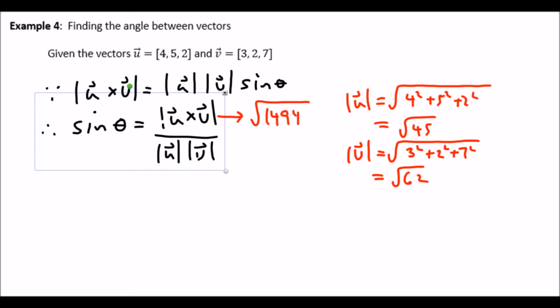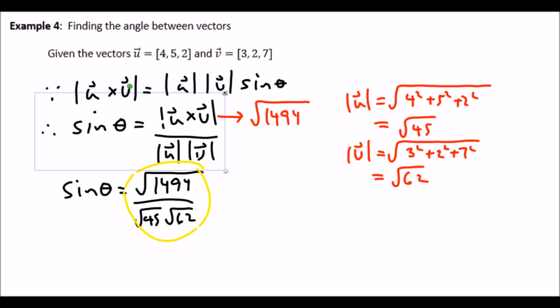So here we go. I know that sine theta is equal to the square root of 1494 over the square root of 45 times the square root of 62. I do sine inverse of this, and so I get that theta is approximately 47 degrees. So the angle between u and v, tail to tail, is 47 degrees.